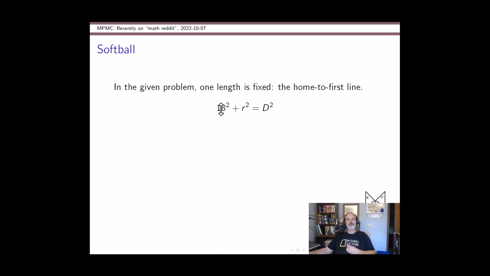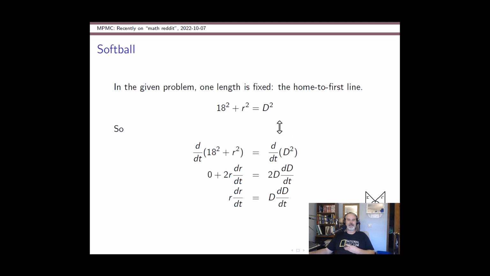So Pythagorean theorem says 18 squared plus r squared equals d squared. Turn on the power switch. The derivative of 18 squared with respect to t is 0. The derivative of r squared with respect to t is 2r dr dt. And similarly over here. Once again, we can cancel the 2's. And so here is the fundamental equation that relates our rates of change. It's got 4 quantities in it. As long as we can provide 3 of them, we're good.